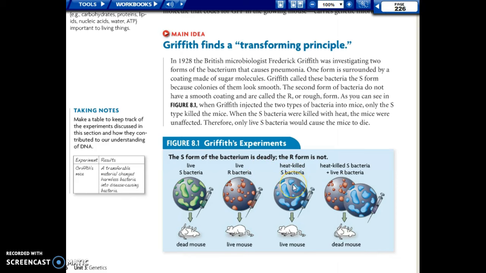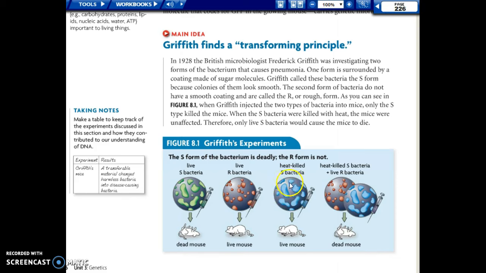He heated them, he killed them, and then he took this S bacteria, which previously killed a mouse, and injected it into mice, and the mouse lived. Why? Well, because this bacteria was now dead. But something amazing happened, and this is what Griffith called the transforming principle.